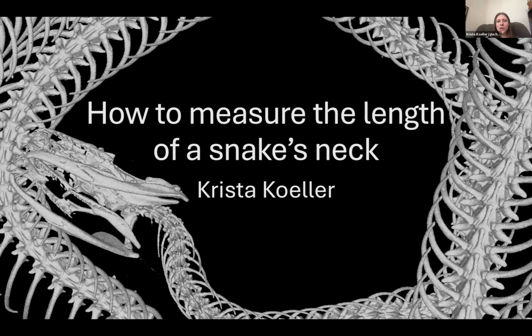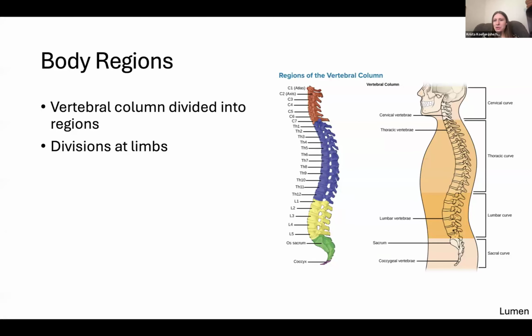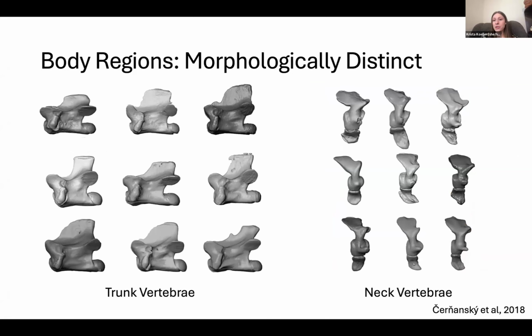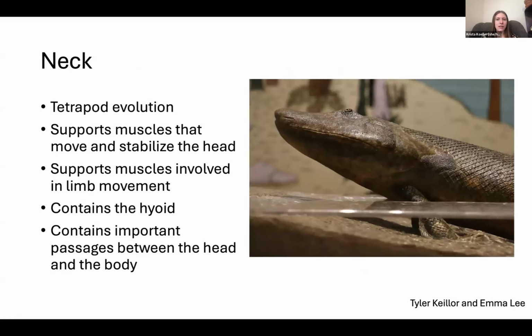Wonderful. All right. So as tetrapods, we have a body that is divided into different regions. This is mostly based in the vertebral column, but it also involves the limbs, and usually the divisions between the body regions occur at the limbs. Body regions are distinct. You can see a difference between the trunk vertebrae, or the torso vertebrae, on the left and the neck vertebrae on the right. They're just very different shapes, and this has implications for function.